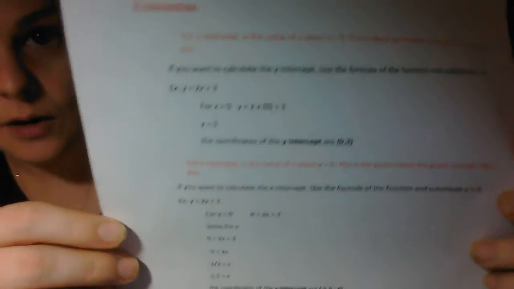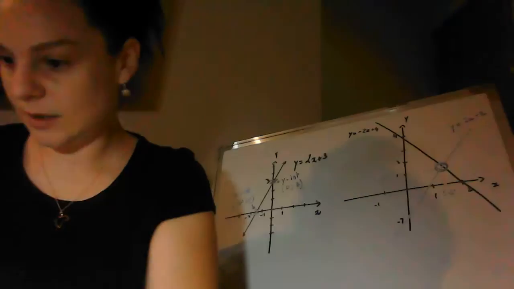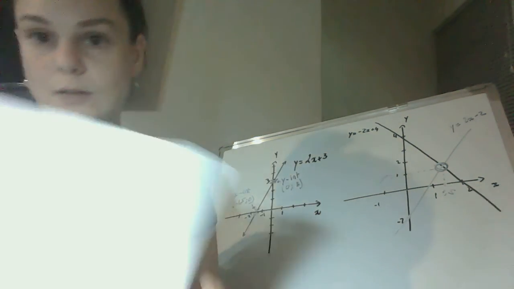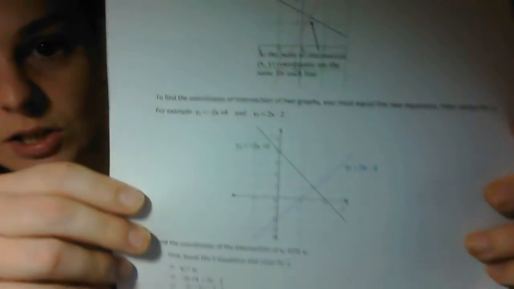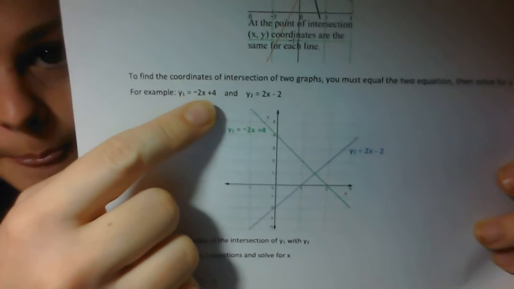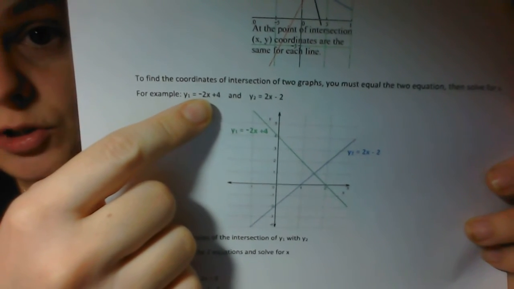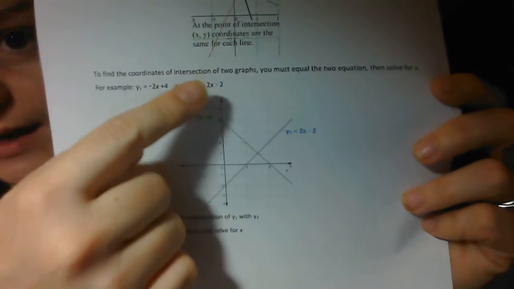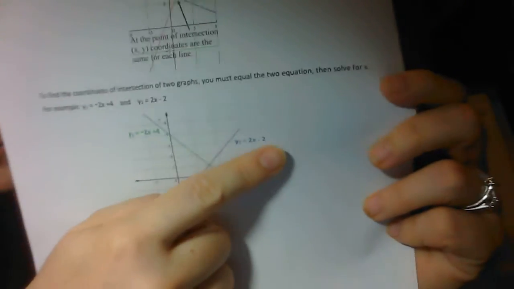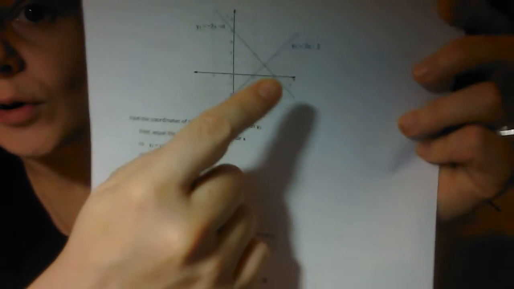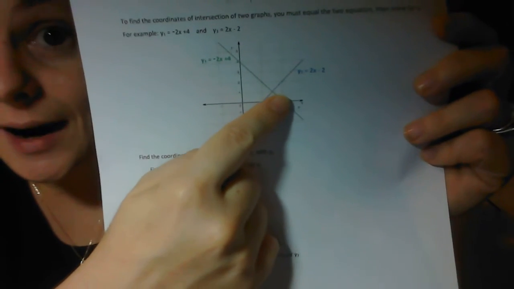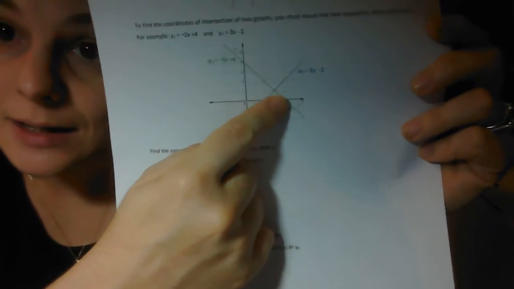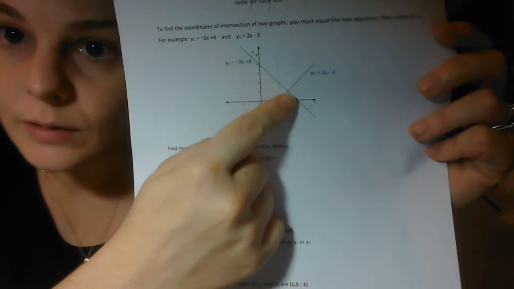We're simply going to take the equations of the two lines. So the first equation is minus 2x plus 4 for this line, and the second equation is 2x minus 2 for that line. And we want to find the point where they intersect, meaning where are they equal.